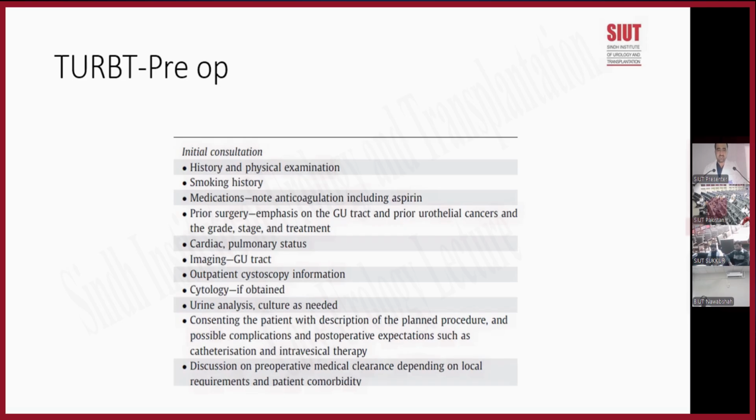Cardiac and pulmonary status, imaging of the genitourinary tract, outpatient cystoscopy performed, cytology if obtained, and urine analysis should be reviewed. Consent the patient with a description of the planned procedure, possible complications, and post-operative expectations such as catheterization and intravesical therapy. We should also discuss preoperative medical clearance depending on local requirements and patient comorbidity.